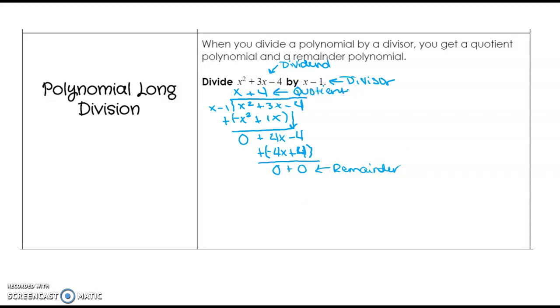If I wanted to double check and make sure that I did my division correctly, I could take x minus 1 and multiply it by x plus 4. And when I'm finished, I should get x squared plus 3x minus 4.